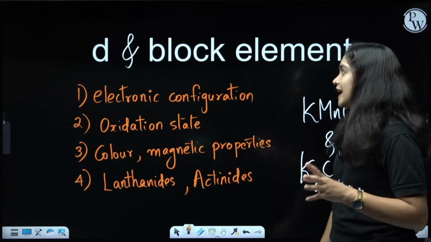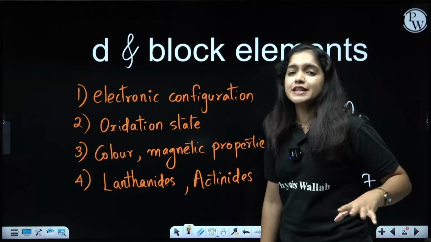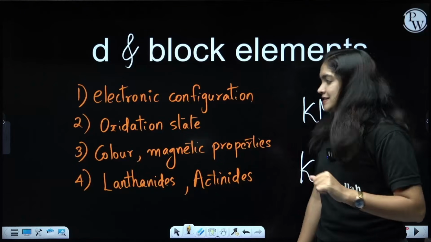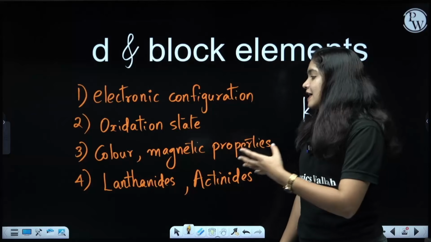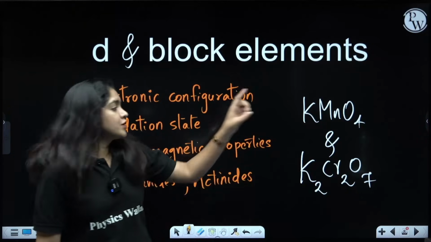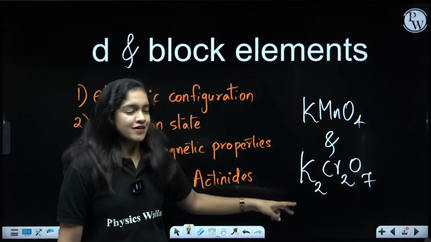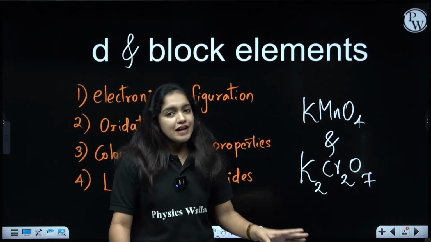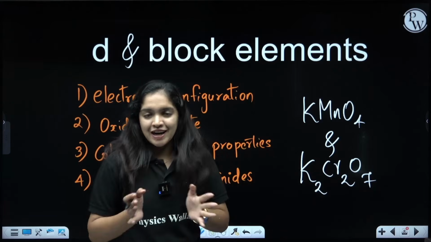The fourth one is D and F block elements, and that is the easiest theory chapter. We need to give more focus to the electronic configuration, oxidation state, color, magnetic properties, lanthanides and actinides, and not the least, the main topics are the two: KMnO4 and K2Cr2O7, that is the preparation of potassium permanganate and potassium dichromate. Surely questions will be asked from our KMnO4 and K2Cr2O7 section.